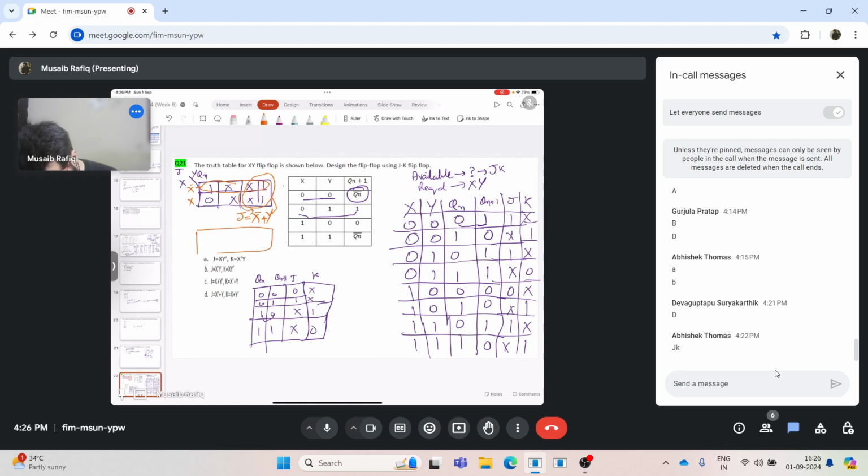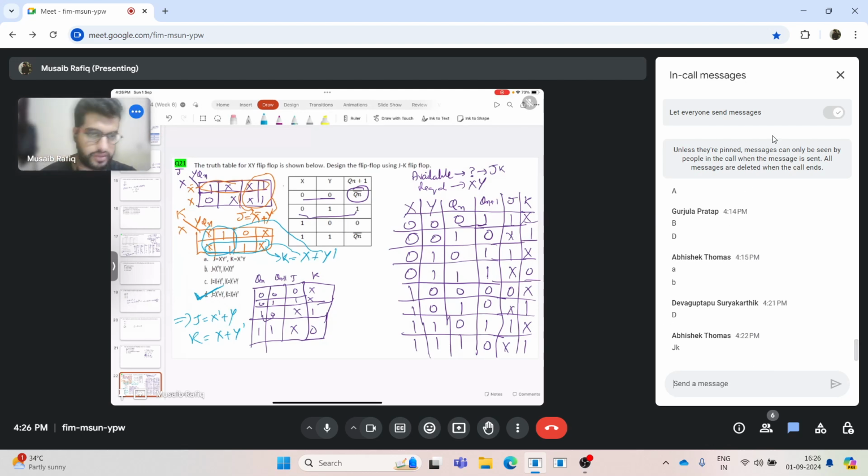Now construct a K map for K. This is X, Y, Q, and this is K. It will be x 1 0 x, x 1 1 x. So it will be this and this. K will be equal to X plus, and from here it will be Y bar. So that implies J is equal to X bar plus Y, K is equal to X plus Y bar. That is option D, as rightly written by one of the students.